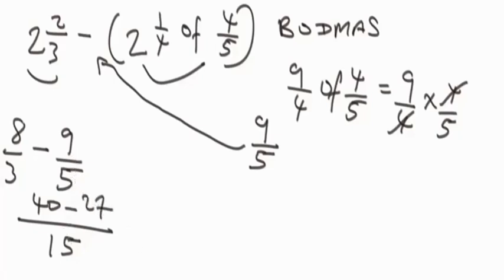Alright, so you simplify further. So we're going to have 40 minus 27 will give us 13, then over 15. So nothing can cancel further. So this will be the answer. It's as simple as that, guys. Now let's solve one more problem on this, and after it, we can call it a class.